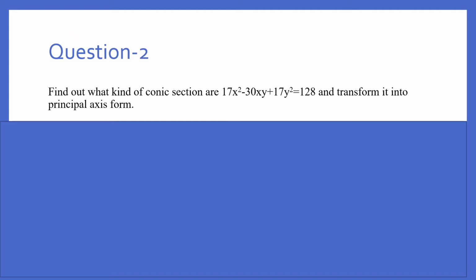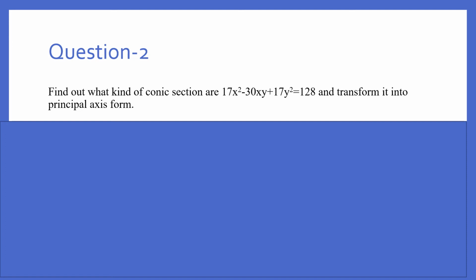Let us see the second question. Find out what kind of conic section 17x square minus 30xy plus 17y square equal to 128 is, and transform it into principal axis form. So we are having a quadratic equation, 17x square minus 30xy plus 17y square is equal to 128. We have to identify what type of conic section this particular quadratic equation refers to, and also we have to transform the corresponding quadratic form to principal axis form.